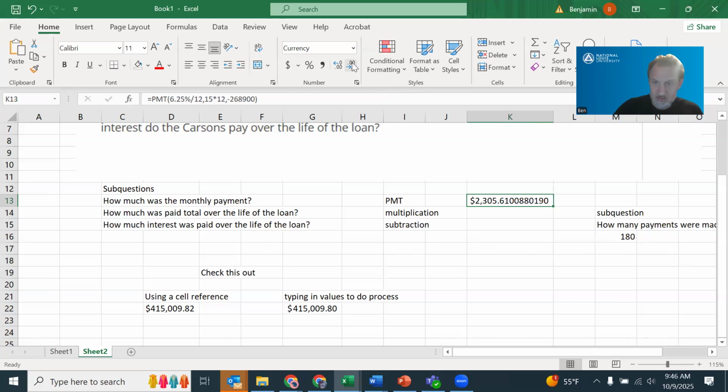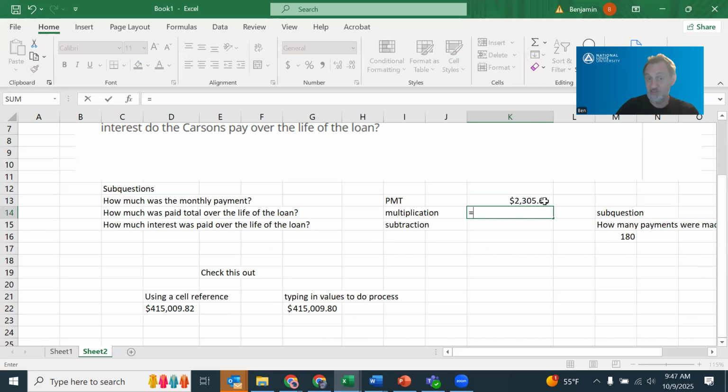So what Knewton is looking for in this situation, and I dare say that the reality is probably closer to this, although then it ends up being slightly different at the end. But these are pennies we're talking about, so nobody really thinks about it when they do the amortization. This is the answer that Knewton is looking for. This step in the process, the total paid over the life of the loan, is going to be the 2305.61 times 180. So it's the typed in version that's important here, because I need to do the rounding.